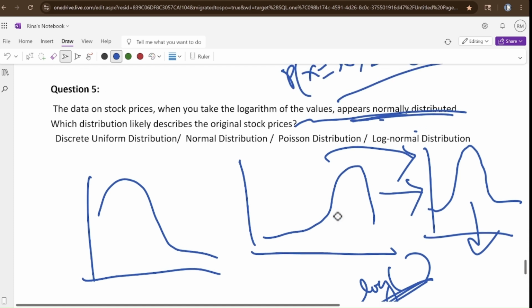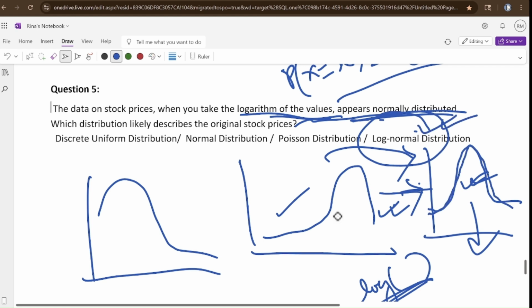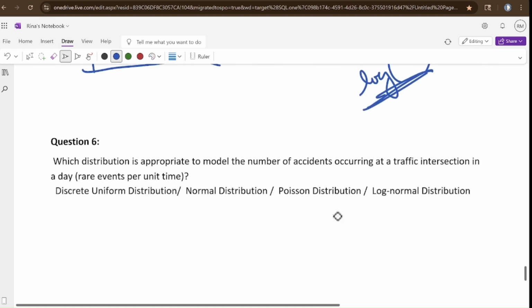So that is what they have asked. When you take the logarithm of the values, they appear normally distributed. When you take log, they appear like normal. Before that, they may have any type of skewed data. Okay, so this distribution is called log normal distribution because it will not exactly become normal, but almost normal, better than your skewed data, right? That is why log normal.